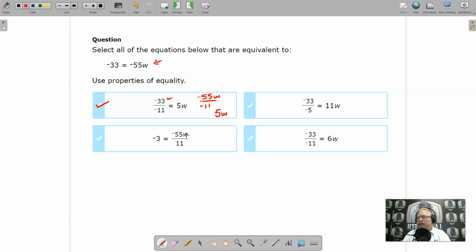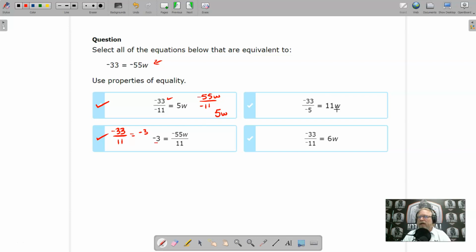On the next one, it looks like this time we're dividing the right by positive 11. So over here we have negative 33, and if we divide by positive 11, negative divided by positive equals a negative. 33 divided by 11 is 3, so that would equal negative 3, which is what we have here. So this one checks out as well. Again, this time they're switching back and forth. Last time they were doing something to the left and we had to do it to the right. Now they're doing something to the right, so we have to do it to the left. So let's see what we got on this one.